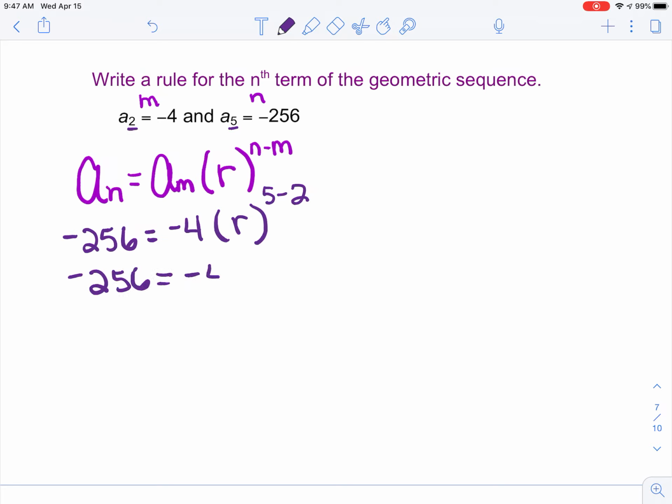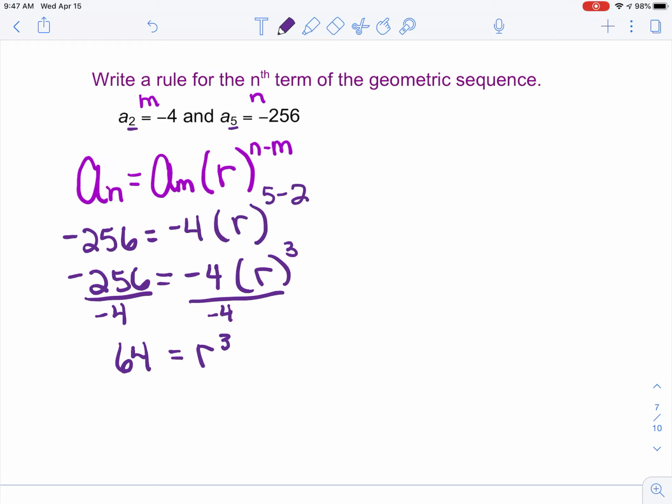So we have negative 256 equals negative 4 times r to the third power. So I need to solve for r. To solve for r, we're going to divide by negative 4 on each side, and that gives us 64 equals r to the third.